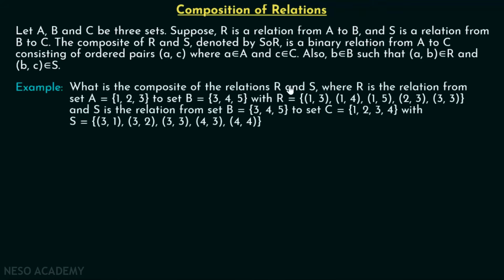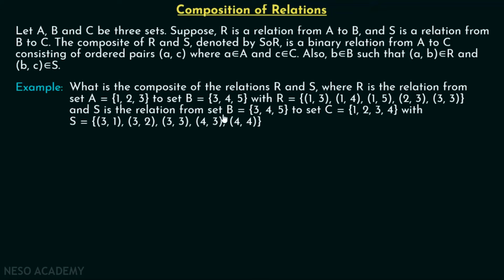Now let's discuss one example related to composition of two relations. What is the composite of the relations R and S, where R is the relation from set A to set B? This is set A, which consists of three elements, that is 1, 2, 3. And we have a set B which consists of three elements 3, 4, 5. Relation R is defined from set A to set B, and you can see that this is relation R which consists of these ordered pairs, where the first element belongs to set A and the second element belongs to set B.